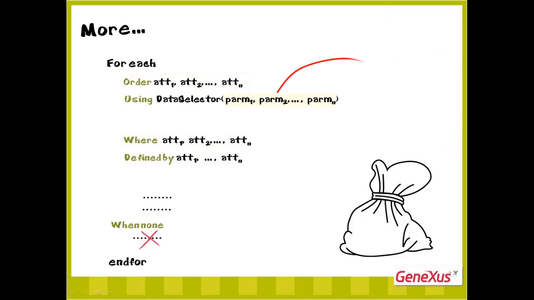This is why the attributes appearing as parameters will be considered for determining the base table of the for each, as well as those that are inside the data selector.